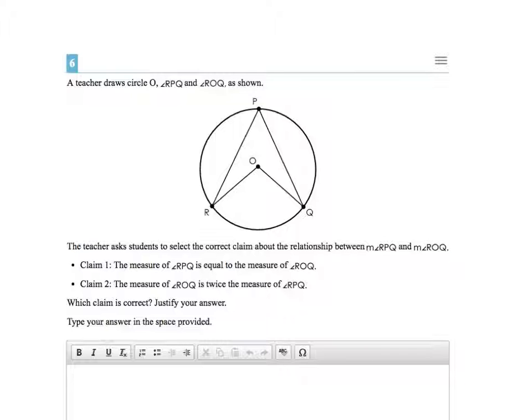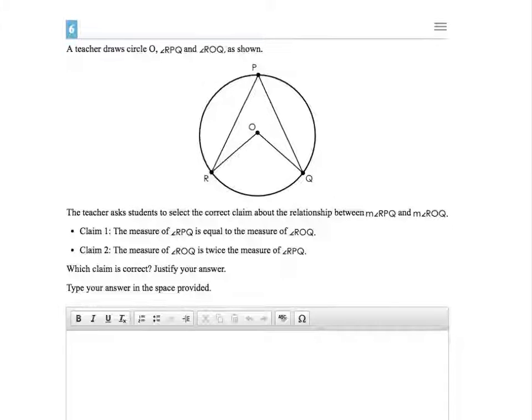Okay, let's move on to a problem about a circle, something we've covered very recently. A teacher draws circle O, angle RPQ. So RPQ is this angle. Notice it touches at the edge. And angle ROQ, this one is in the center. And the teacher asks the correct relationship about these two angles.